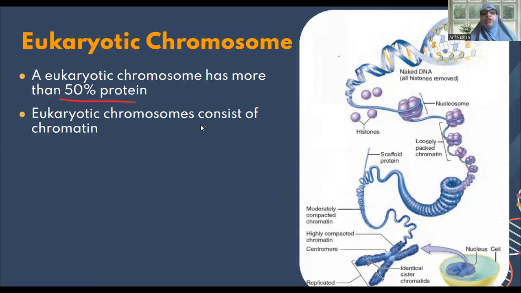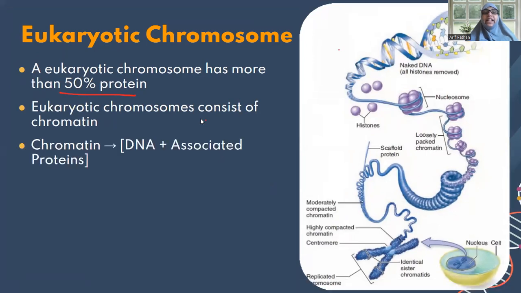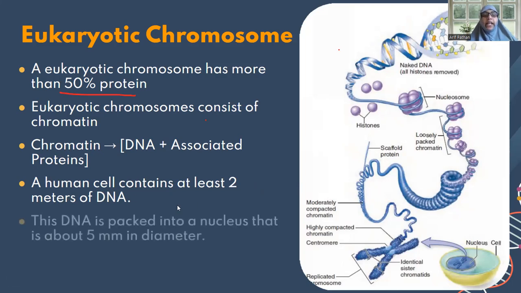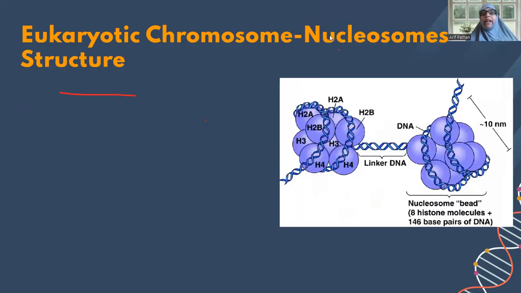So a eukaryotic chromosome consists of chromatin, which is DNA plus proteins. Chromatin is nothing but DNA plus protein. DNA is only the nucleotide structure, and you require certain proteins for the whole chromatin to be formed, which makes up the chromosome. We all know a human cell consists of at least 2 meters of DNA, and this DNA is packed into 5 millimeters in diameter. Okay, so how does the packaging take place?